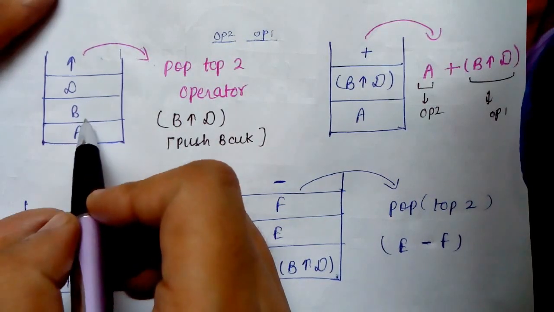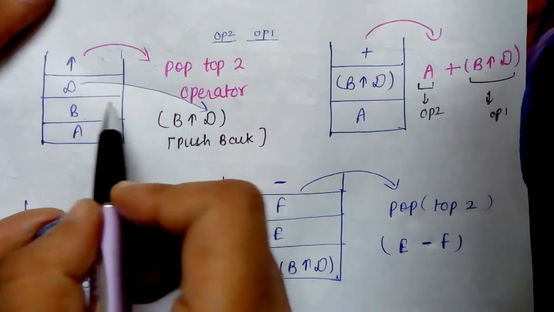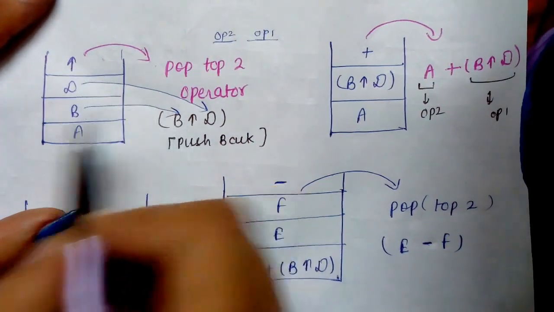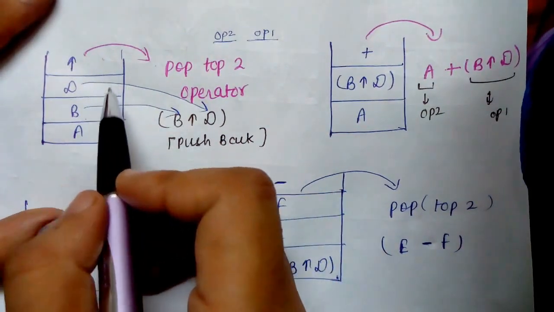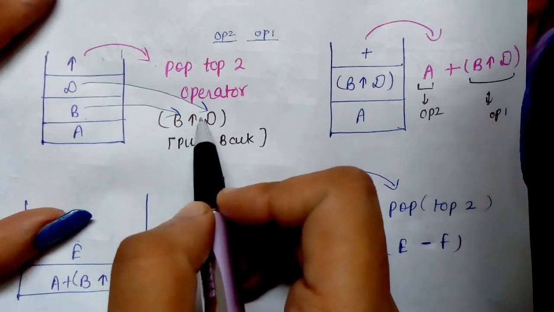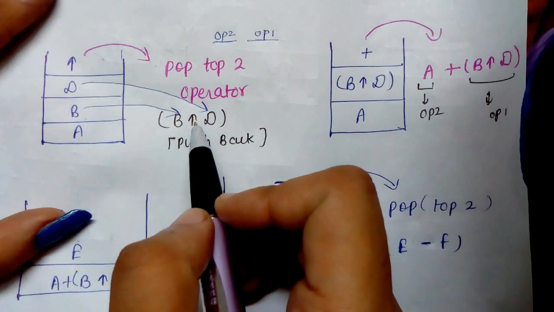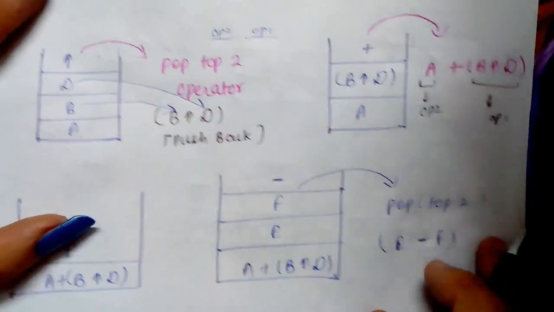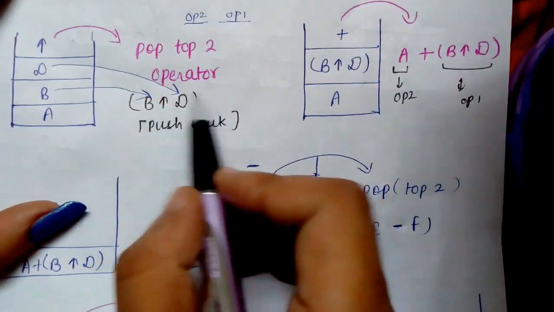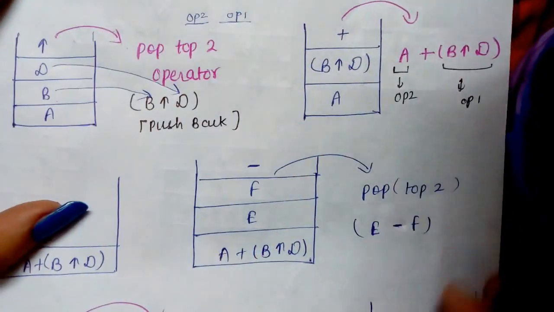In the postfix, operand number 2 comes first and then operand number 1. So D and B are the operands. Operand number 1 is D, and operand number 2 is B. In infix we place the operator in between, so we will place the power operator between B and D, and we will push this result back into the stack.